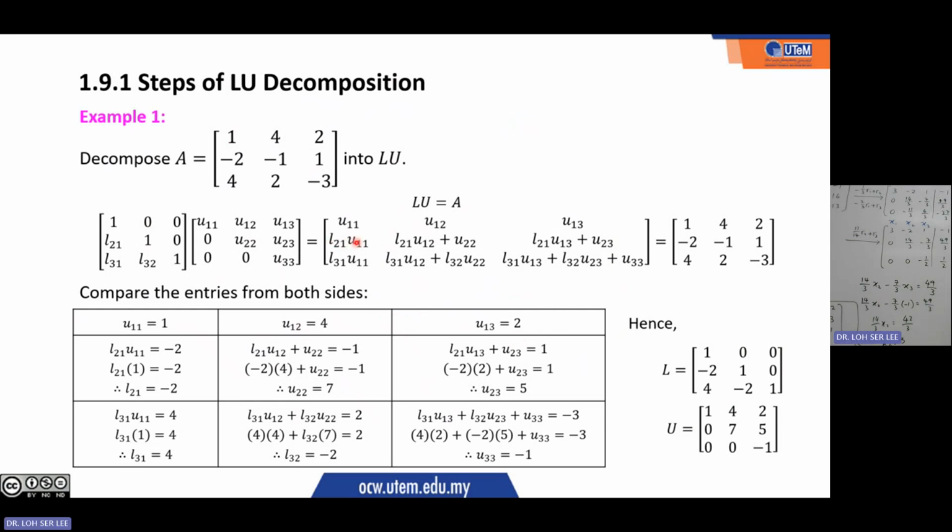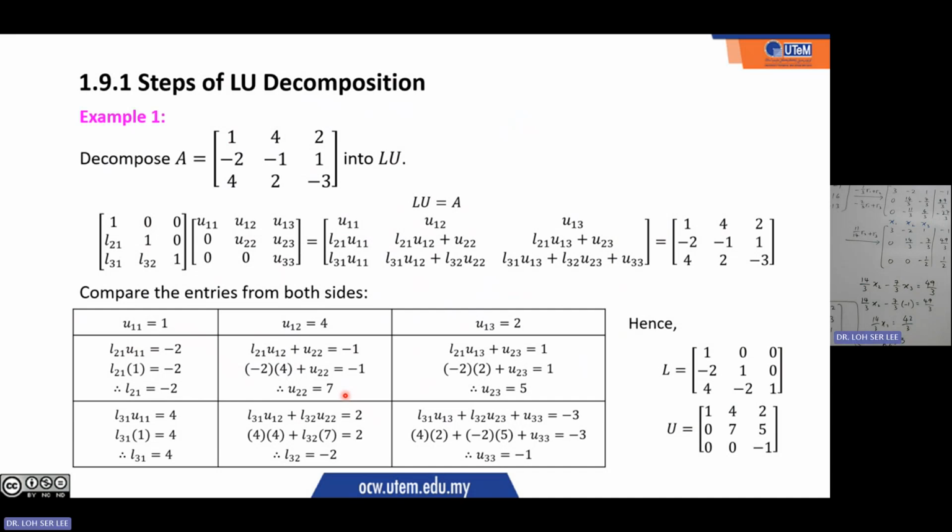Then this one, L21 times U11 is -2. But you already know U11 is 1. That means you can find L21. Then next, this one equals -1. At this moment, you have already found L21 from here, and you know U12 from here. Then you can solve for U22.